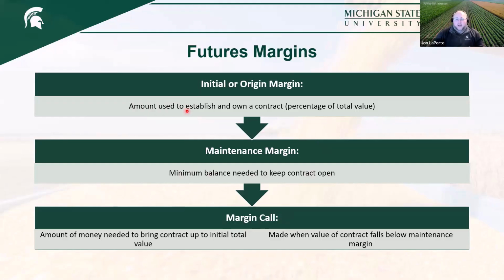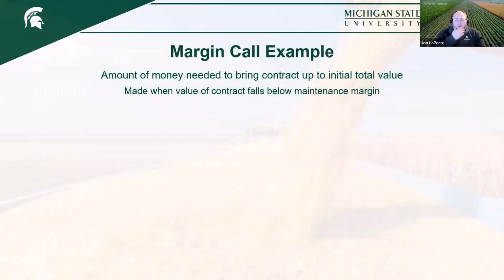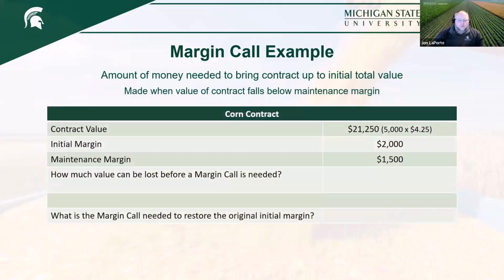And so it's not just a matter of, you're going to put in, say, $1,000 or $900 and that's it. You could potentially be paying more money. And we're going to walk through an example of that here. So again, margin call is the amount of money needed to bring that contract back up to that initial total value, that initial margin. And it's made when the value of the contract falls below where we've lost money, falling below that maintenance margin. So let's walk through an example here.